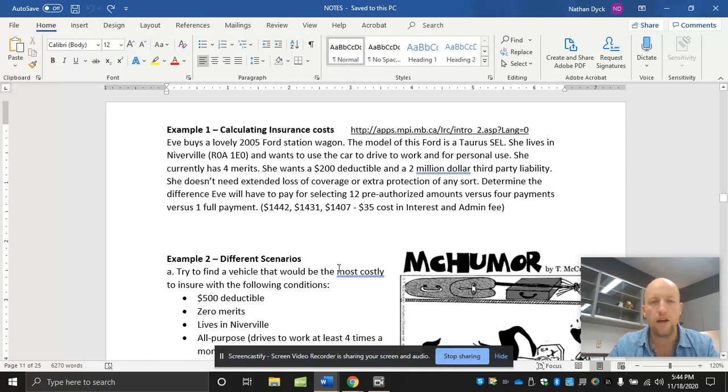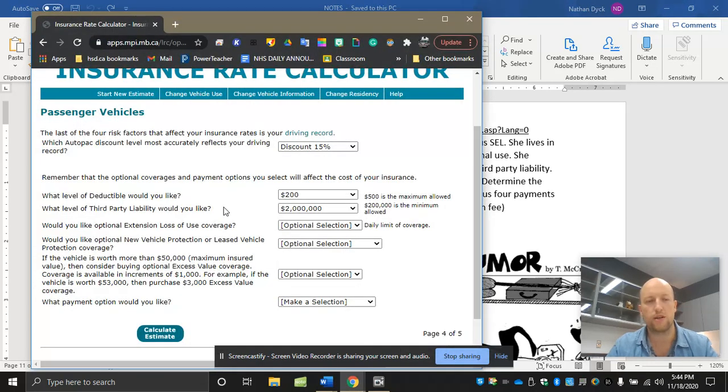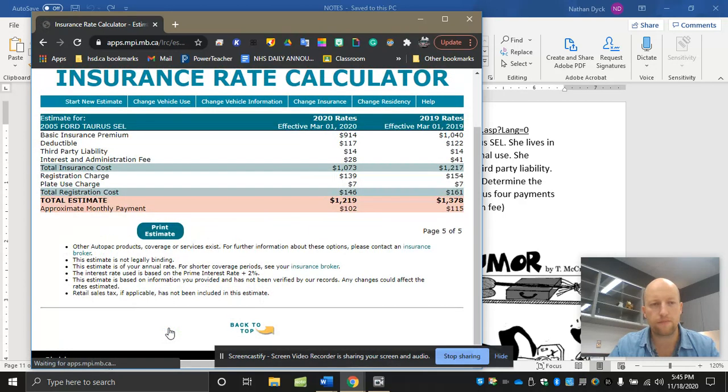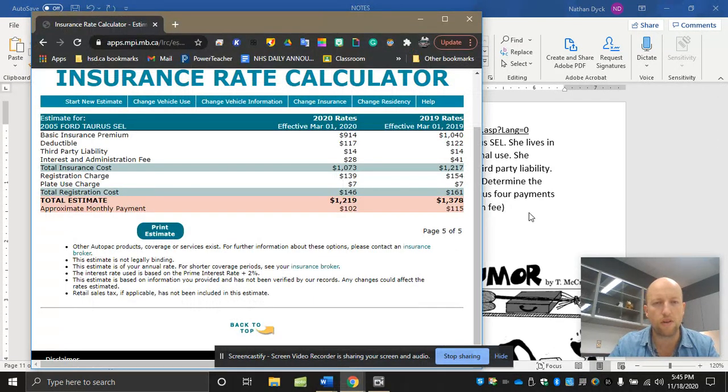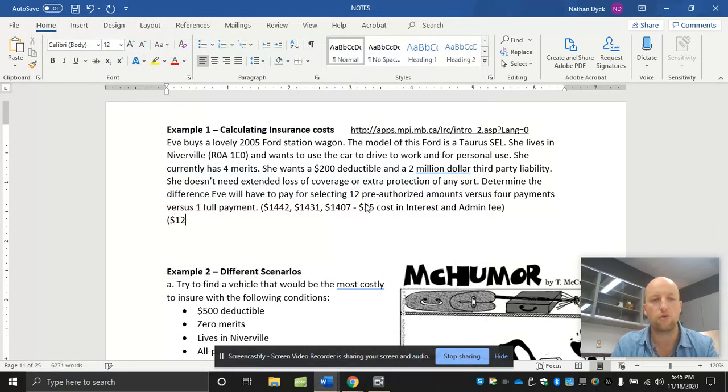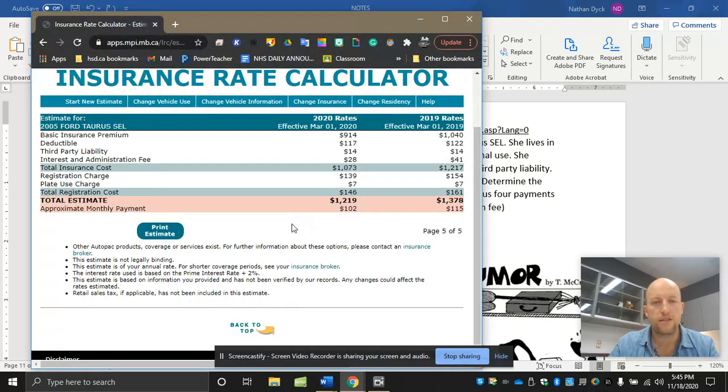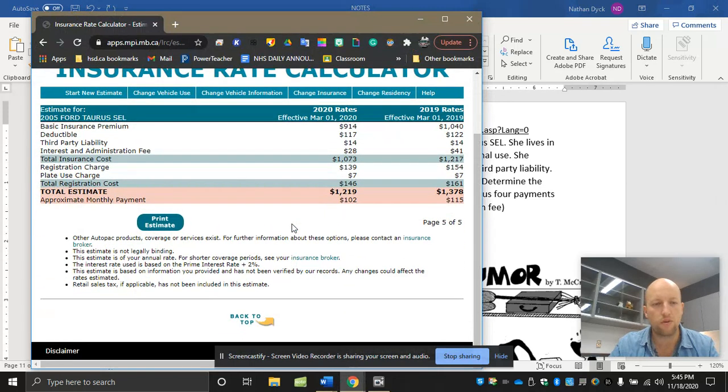What payment option would you like? What does it say here? Determining the difference, you will have to pay for either going with 12 pre-authorized payments or 4 or even 1. What's the difference there? We'll start with 12 and then we can estimate and calculate. In the past, the price a couple of years ago when I did this was $1,442, $1,431, and $1,407. Now the price is for the full year. Ah, look at that. It went down. It's $1,378 last year. It's only $1,219 this year. So $1,219 this year.